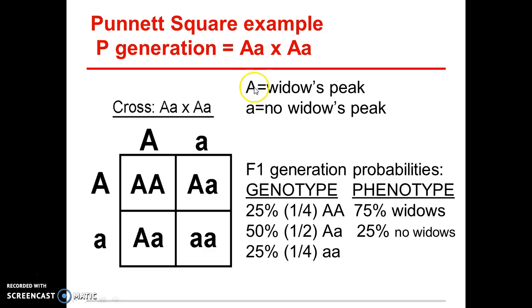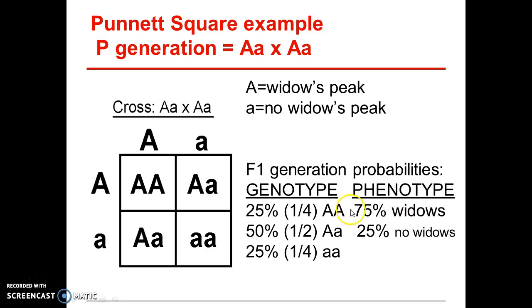We're going to say that the dominant allele is having a widow's peak, and recessive is having no widow's peak. So here in the genotype, one out of the four boxes, there's a 25% chance that the offspring will be capital A, capital A, because only one of the four boxes has that. And then there's a 50% chance, or 1:2 ratio, that the genotype of the offspring will be capital A and lowercase a, so heterozygous. There's a 25% chance that it will be homozygous recessive, lowercase a, lowercase a.